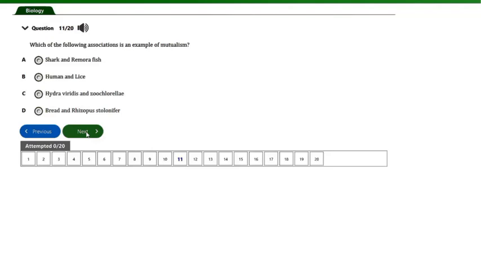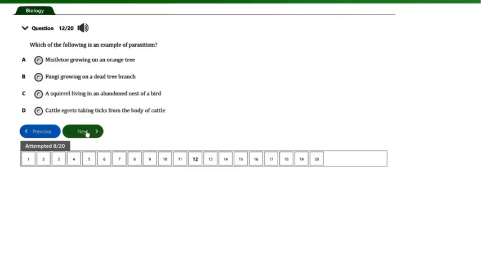So guys, the answer to this question is Hydra viridis and Zoochlorella. Already we know that in mutualism, the two organisms benefit from the activity of the other. So out of this group of organisms here, the group of organisms where each of the organisms benefits from each other is option C. That's the Hydra viridis and Zoochlorella. So guys, the answer to this question is option C.